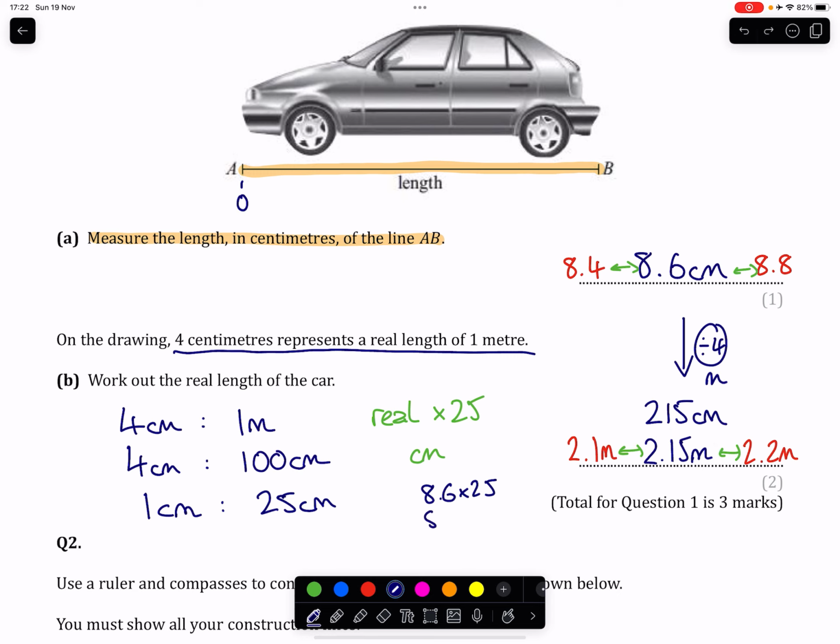If we do the same with 8.4 and we do the same with 8.8, we end up with 210 centimeters. In fact, I'll put that in red. 210 centimeters and 220 centimeters as being the smallest and biggest accepted answers in that range. Done.